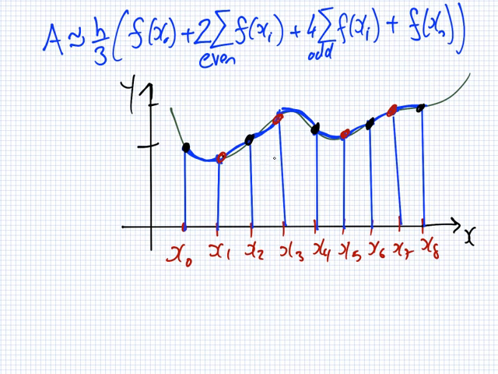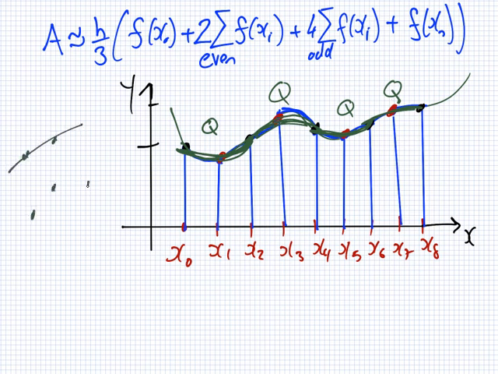Now, actually, I kind of drew this a bit wrong. I realized when I was drawing my quadratic, it's not actually a quadratic between the two points like I did. That was wrong of me. It's a quadratic between the three points. So there's like a quadratic here between these three. I'll just write Q for quadratic. Then there's another one here between these three. That's a quadratic, because you need three points to make a quadratic. This one here is a quadratic. And this one here is a quadratic. So every 3 points makes a quadratic. Whereas with the trapezoid, you need 2 points. With Simpson's rule, you need 3 points to make a quadratic shape.